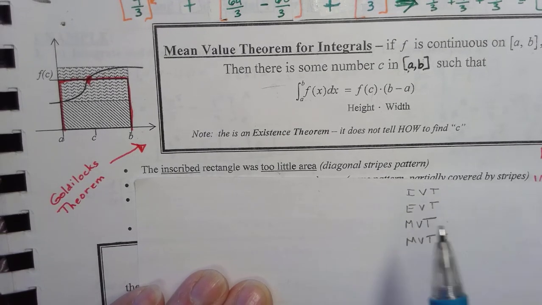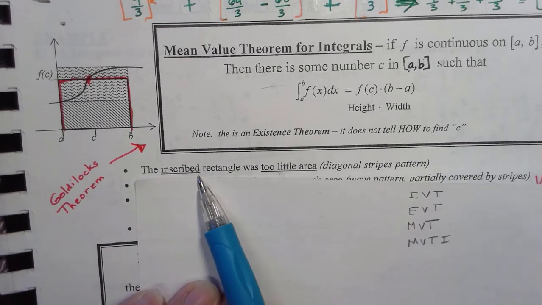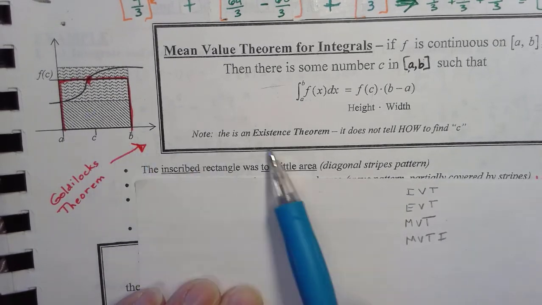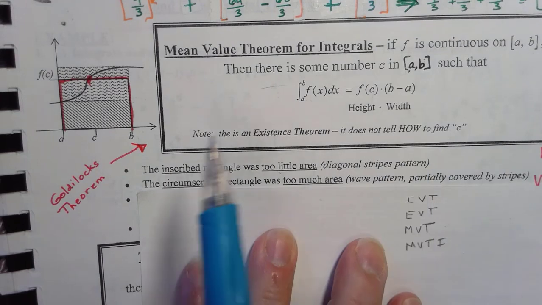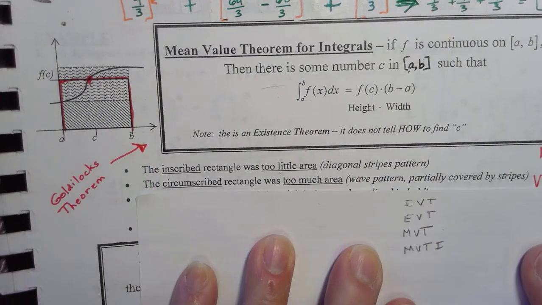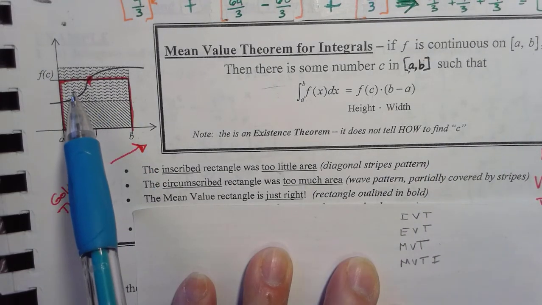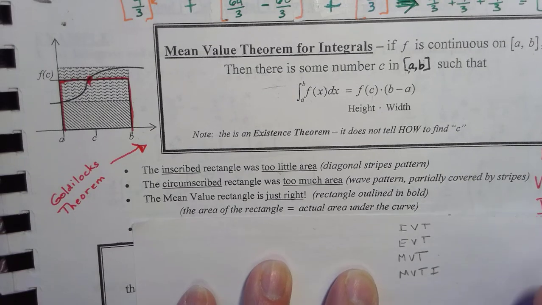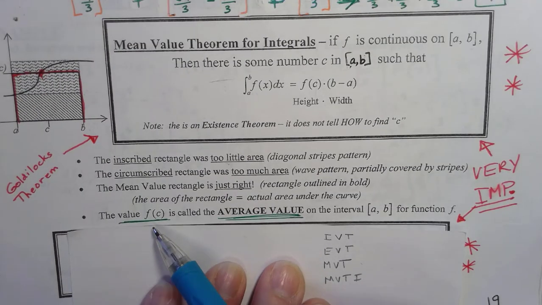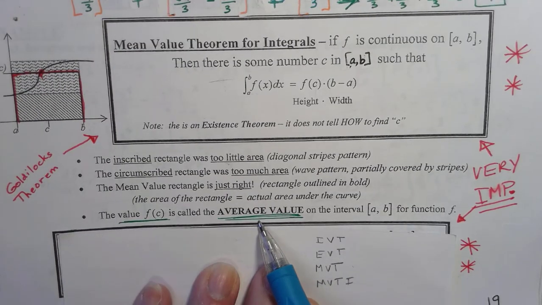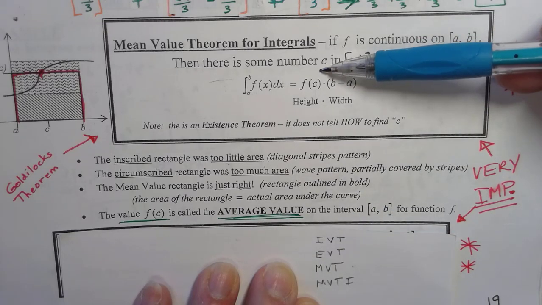Now, notice Goldilocks. The inscribed rectangle was too small, too little. The circumscribed rectangle was too big. The mean value theorem rectangle, just right. The value f of c is called the average value. That is our average value.